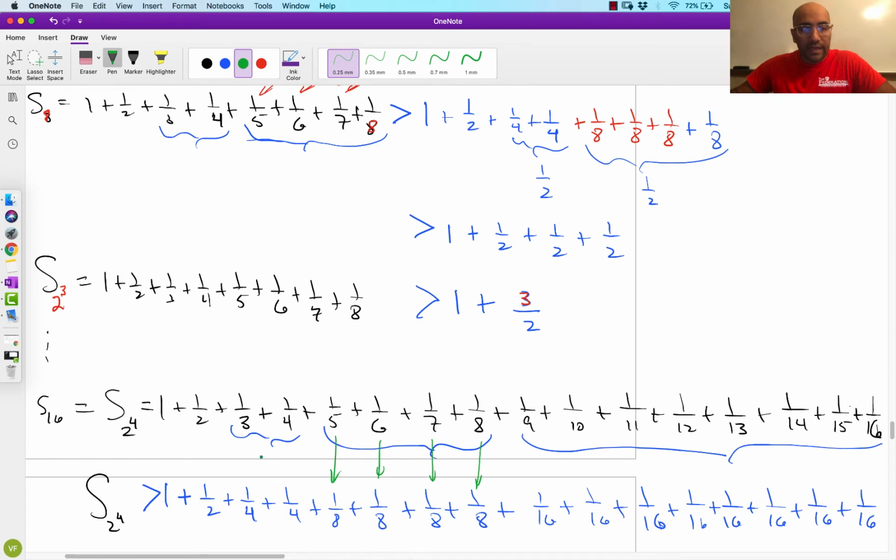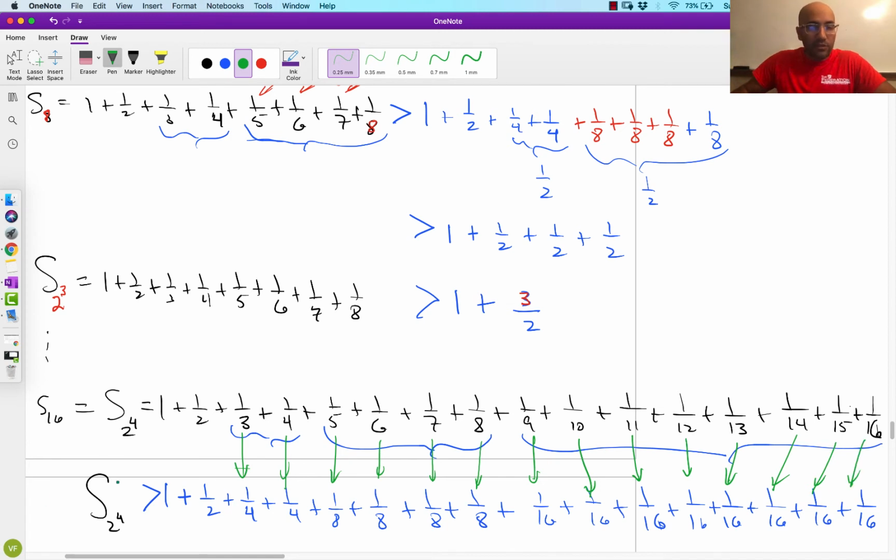So on a case-by-case basis, this bottom one is either equal to or smaller than the top one, right? 1/3 is bigger than 1/4. 1/5 is bigger than 1/8. 1/6 is bigger than 1/8. 1/7 is bigger than 1/8. 1/8 is equal to 1/8. 1/9 is bigger than 1/16. 1/10 is bigger than 1/16. 1/11 is bigger than 1/16. 1/12 is bigger than 1/16. 1/13 is bigger than 1/16. 1/14 is bigger. That one's bigger, and then that one's equal.